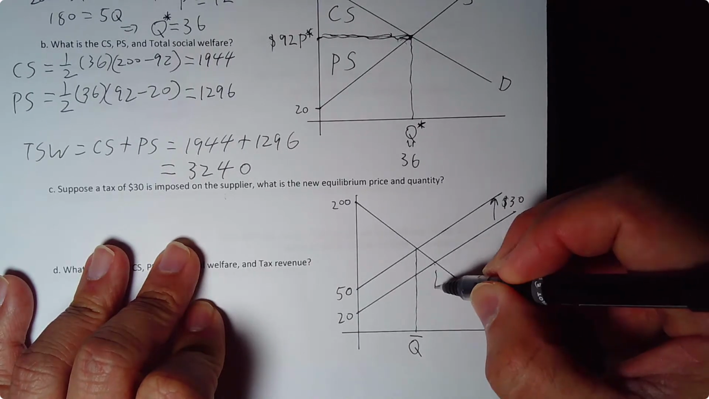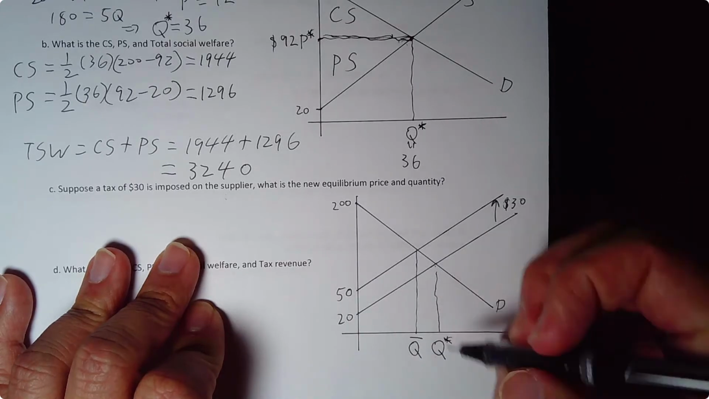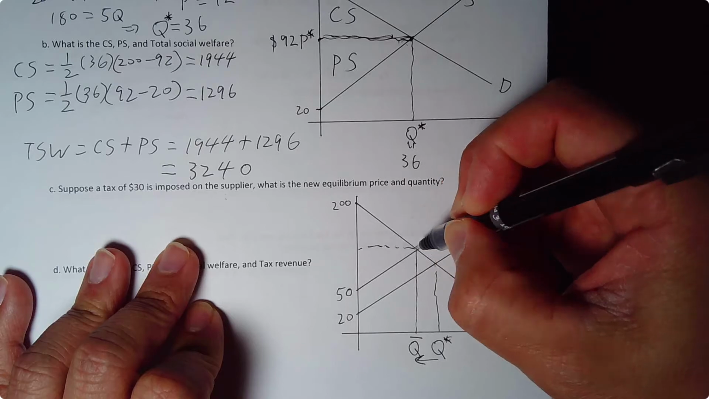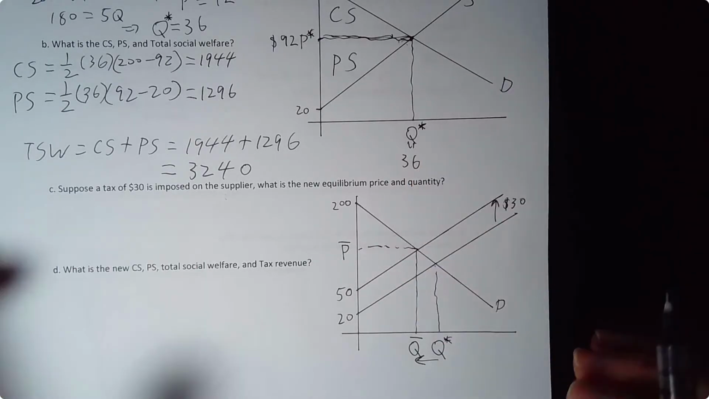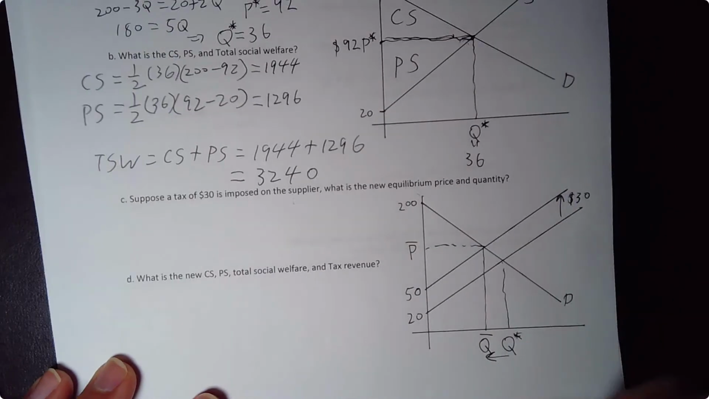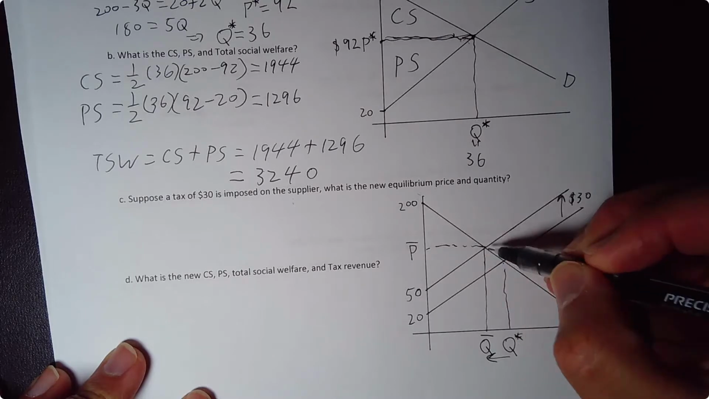And like we said before, whenever you tax something, you get less of it, right? So the quantity has decreased. Okay, and here is my new equilibrium price. Let's call that P bar. Right? So to find that, I still set the equations equal to each other. My new equation is the old demand and the new supply.